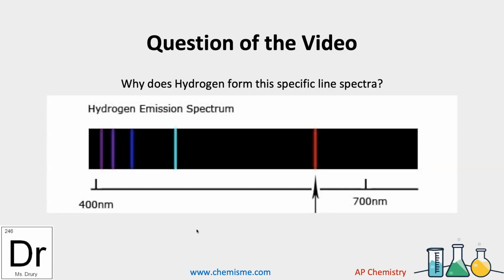So the question of this video is, how come hydrogen forms these specific line spectra? As we saw last year, and we'll see again, hydrogen forms two purple, one dark blue, one teal, and one red line, corresponding to how electrons transition from energy level to energy level. How come we're not seeing energy transitions that create orange and yellow and green when other elements do have that?